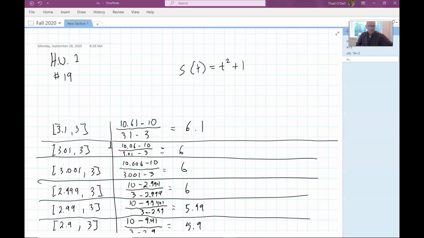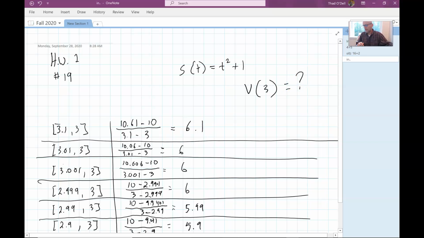So the idea is you're given this position function, s of t equals t squared plus 1, and you're asked to use some average velocities to try to figure out what the instantaneous velocity is at 3. So we're trying to find the velocity at 3. That's the question.